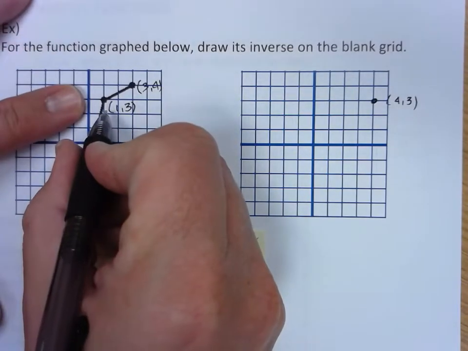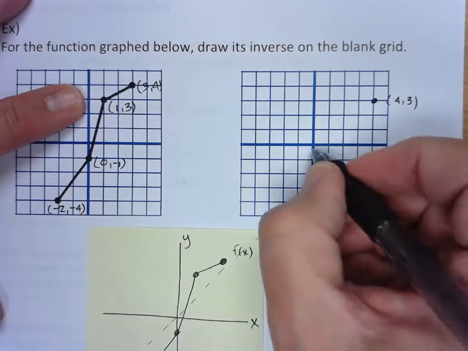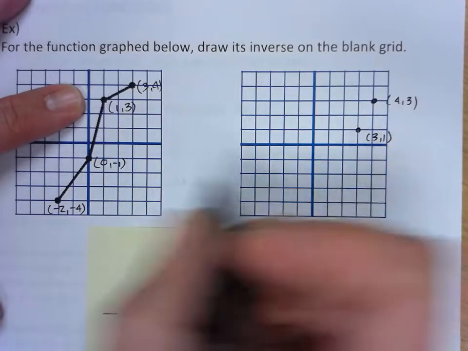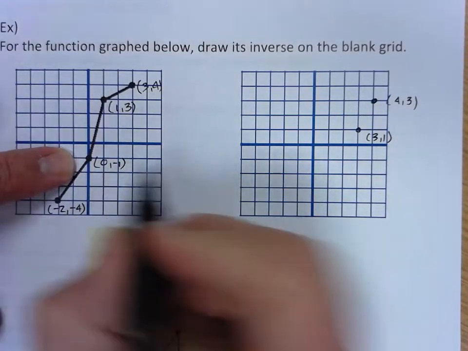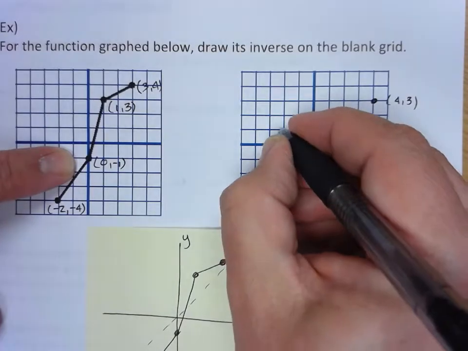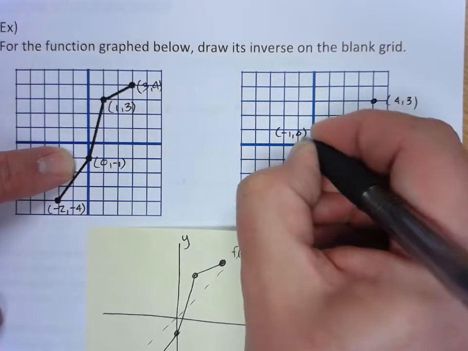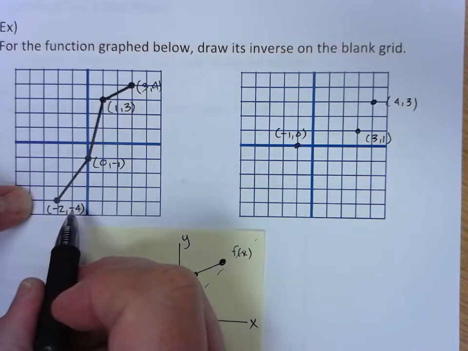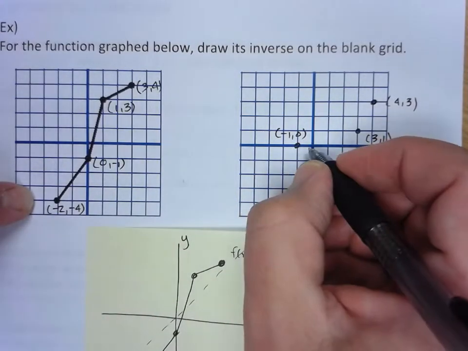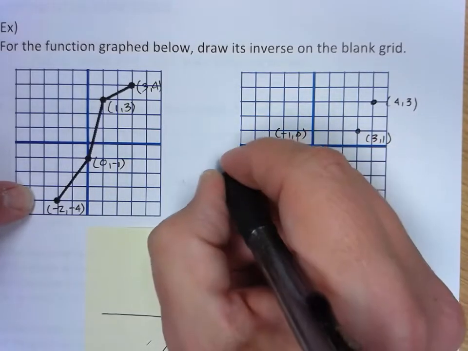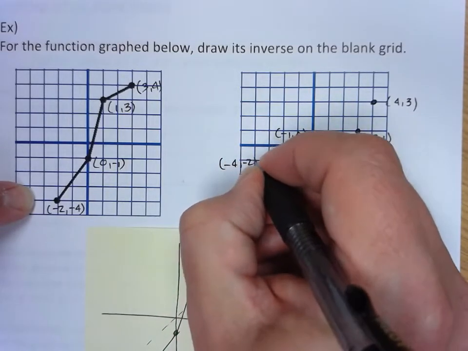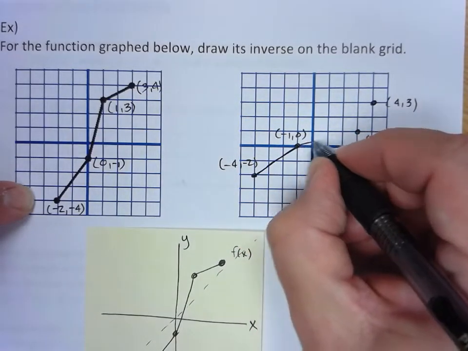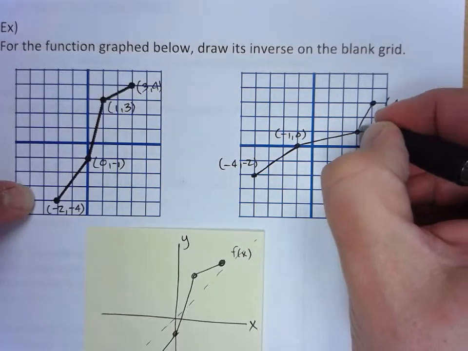This one at 1 for x, 3 for y would become 3 for x and 1 for y. (3, 1). This y-intercept of -1 should become an x-intercept of -1 on the inverse, (-1, 0). And this last point down here, you're swapping the positions of x and y again. So that means on the inverse, that will be -4 for x, -2 for y. And then they're just a connected series of line segments. It looks something like this when you finally get them connected.